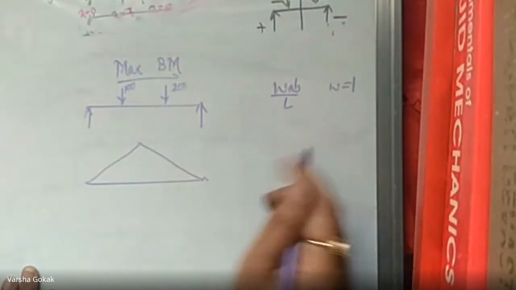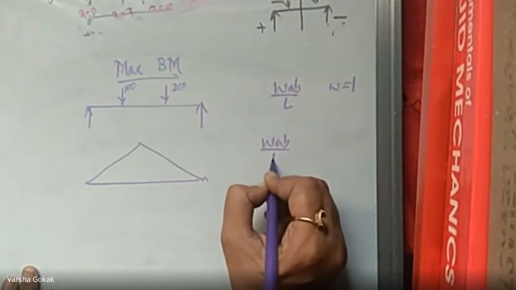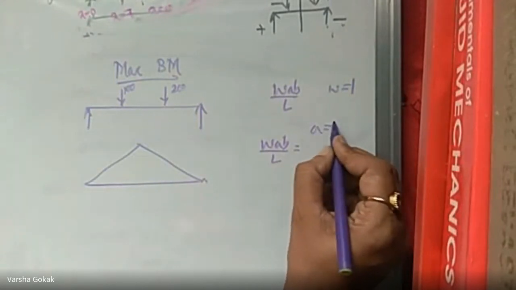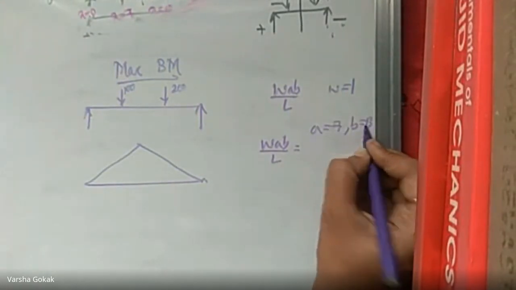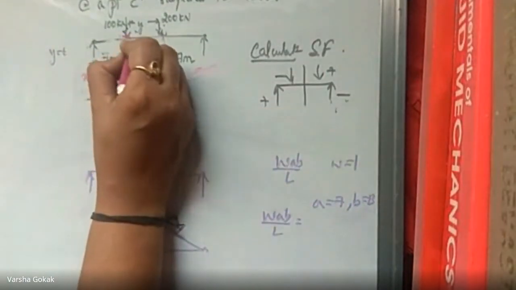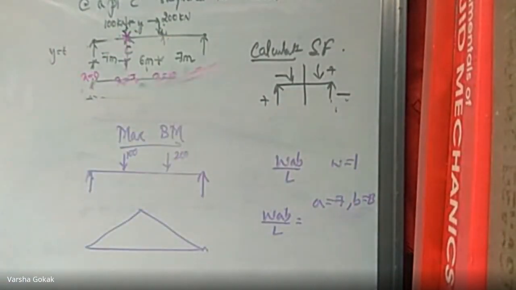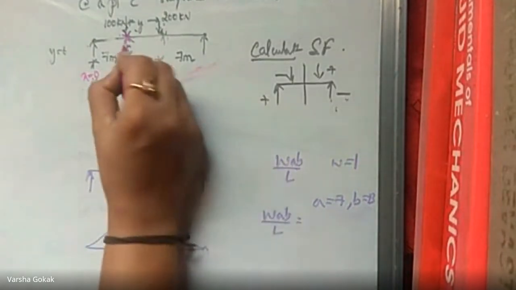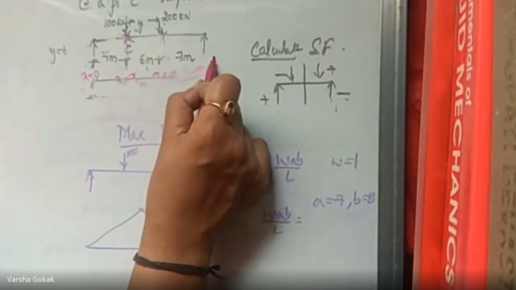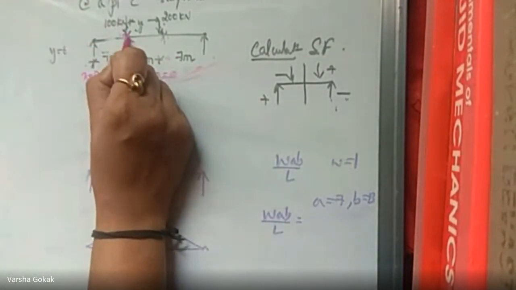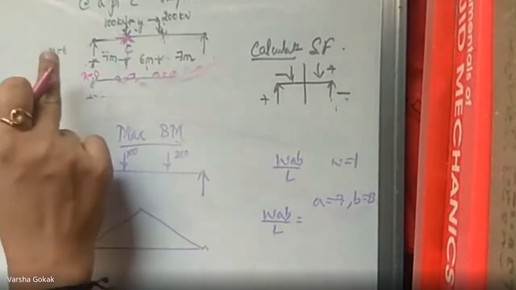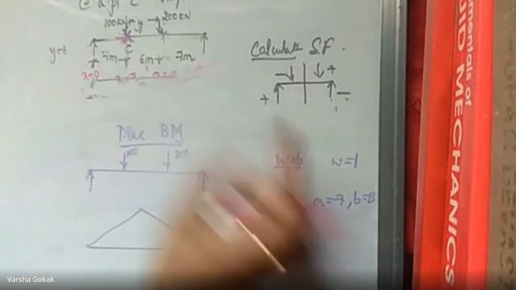I'm not talking of the 2-point load system. So what is WAB by L? What will you substitute here? A value you will substitute 7, B value will be 13. Why 7 and 13? Because they have asked you for point C. Always remember at what point they've asked. If C was positioned here, your A value would be 13 and remaining 7. But they've asked us for point C, so this distance is A and the remaining distance becomes B. So A becomes 7 and B becomes 13.